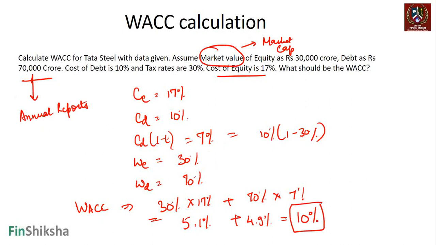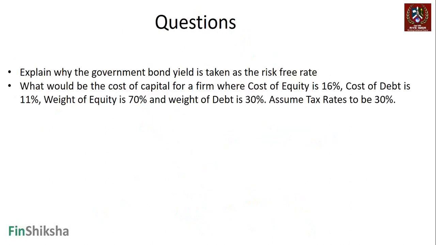This section was largely a recap of what we have already done in applied corporate finance. As we end this section, a couple of quick questions. Explain why the government bond yield is taken as the risk-free rate, and what would be the cost of capital of a firm where cost of equity is 16%, cost of debt is 11%, weight of equity is 70%, and weight of debt is 30%. Assume the tax rate to be 30%.